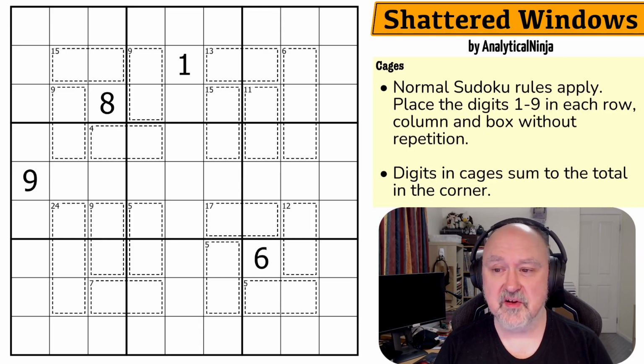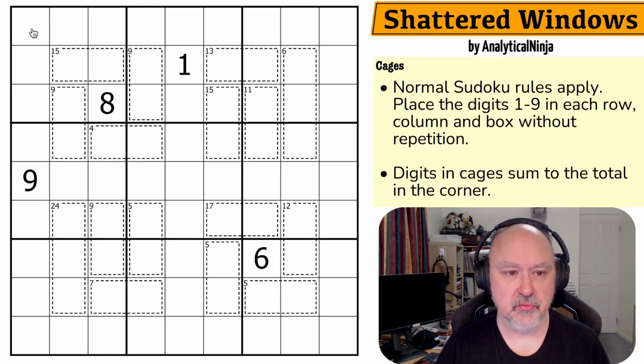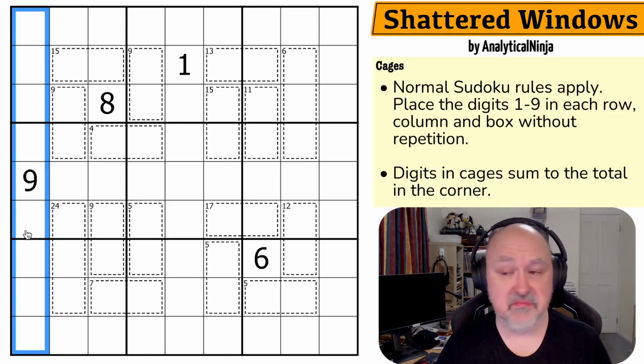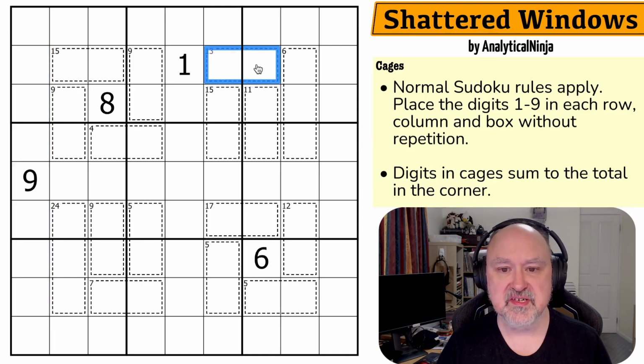But Shattered Windows by AnalyticalNinja is the puzzle we'll be looking at today. So how do the rules on this one work? Normal Sudoku rules. So into every box, into every row, and into every column, the digits 1 to 9 must be placed without repetition. Then we've got the cages rule. So digits in cages sum to the total in the corner. So the sum of these two digits will be 13. The sum of these two digits will be 15. The sum of these three digits will be 6. They're the rules of the puzzle. And with that, we should be able to solve it.